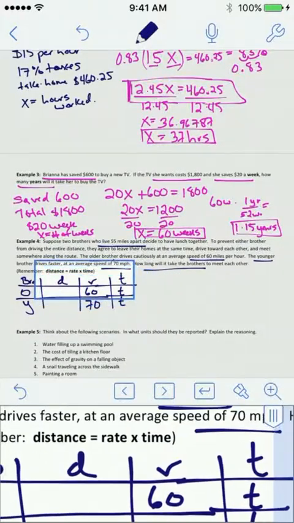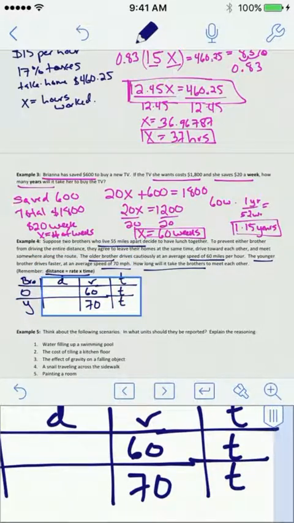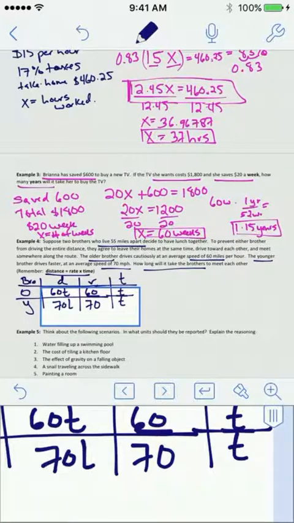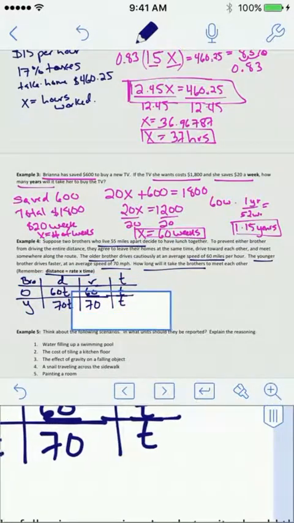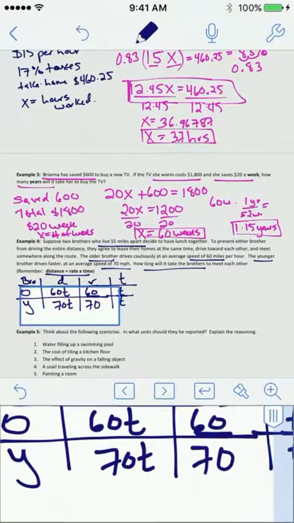Now let's go back to distance. Distance equals rate times time. So for the older brother, it's 60 times time, and he's going to go 60t miles. Do the same thing for the younger brother. He goes 70t miles, right? So we just use this distance equation to create a little expression for each of them. The rate times the time is the distance.